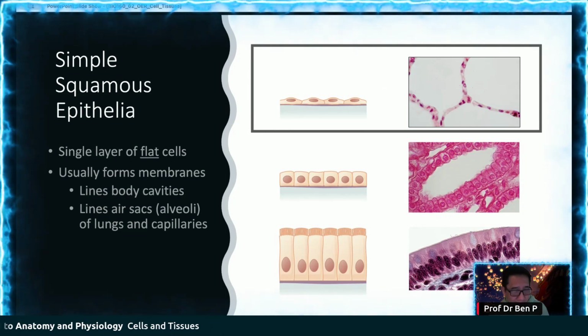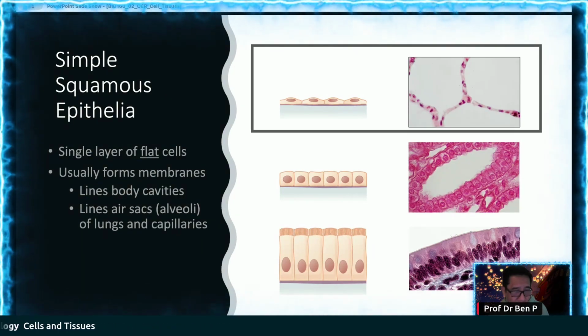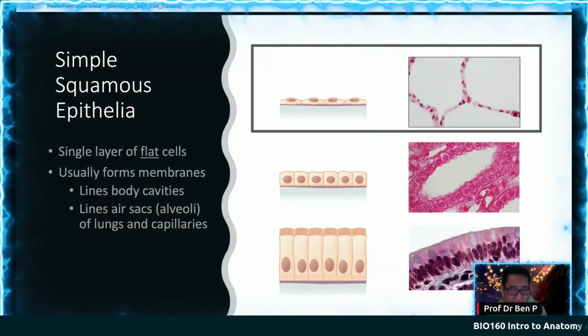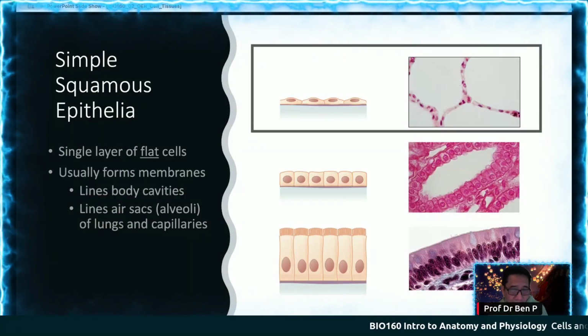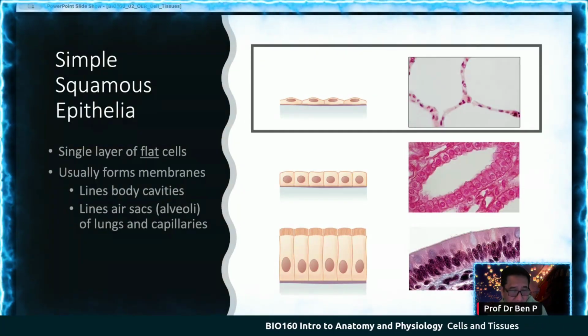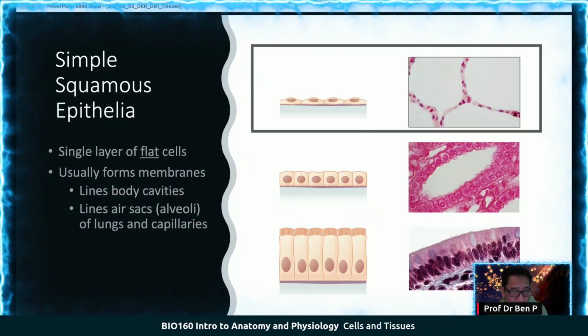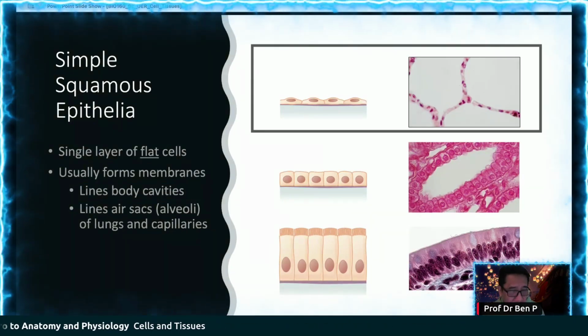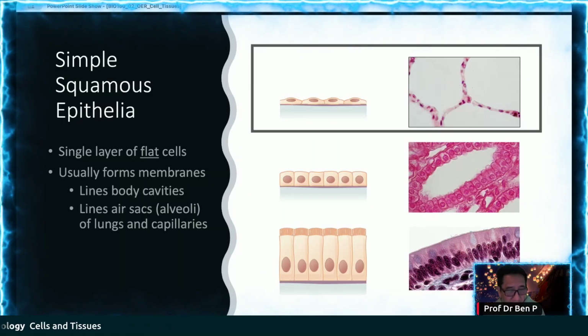Simple squamous cells are usually flat, and they are usually in your air sacs. Think of where things need to be exchanged, like gases, so things need to be very thin, usually just one layer thick. These are the one layer thick cells in your lungs and your capillaries.